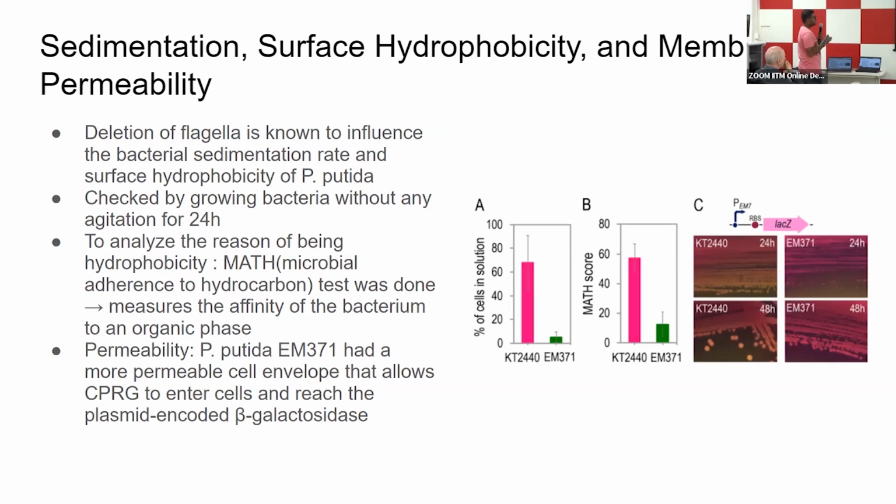They also checked hydrophobicity with MATH test. MATH means microbial adherence to hydrocarbon, which shows how much a bacterium has affinity towards an organic phase. And lastly, they checked the permeability. So the modified strain, which is the EM371, had more permeable cell envelope. This CPRG is a dye, which is chlorophenol red. It can enter the modified strain, and because of which it is more red as compared to the parent strain.